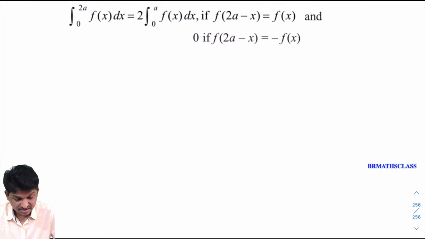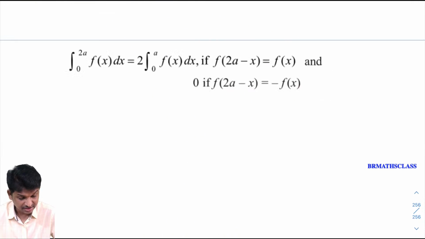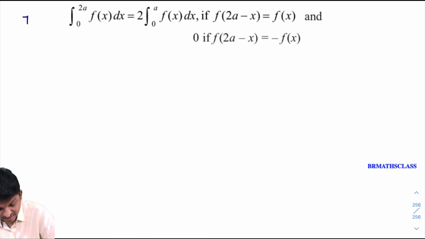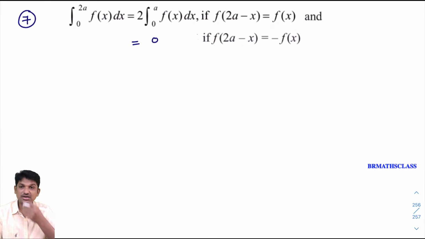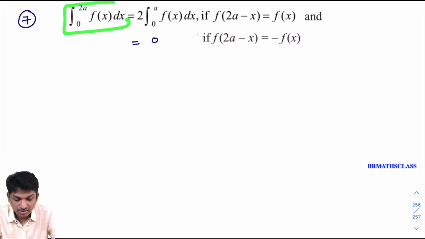Okay, this is property number 7. Some problems are there here. First, try to understand what this property is. Look here, integral of 0 to 2a f of x dx. This is a little difficult. Please try to understand.